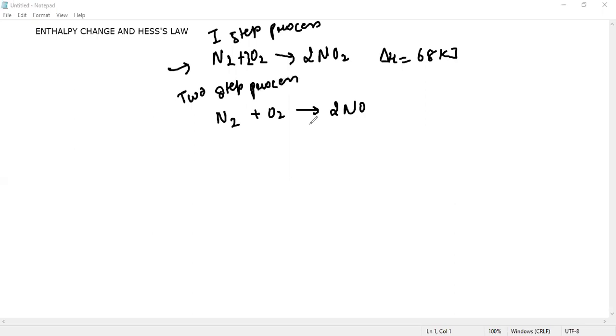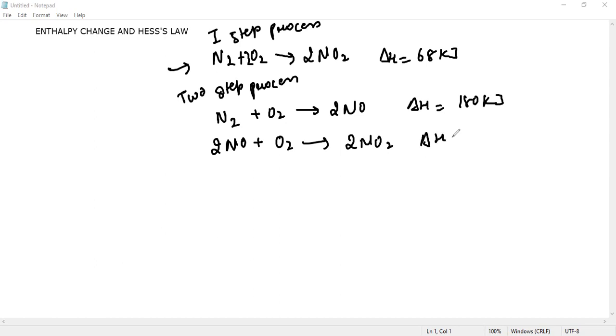Now what's the second step? You produce 2NO here. So this 2NO will go ahead and react again with oxygen gas to form 2NO2 gas, right? So the delta H for this step is 180 kilojoules and the delta H for this step is minus 112 kilojoules. Now, if you add these two equations, you get the equation for the overall reaction.